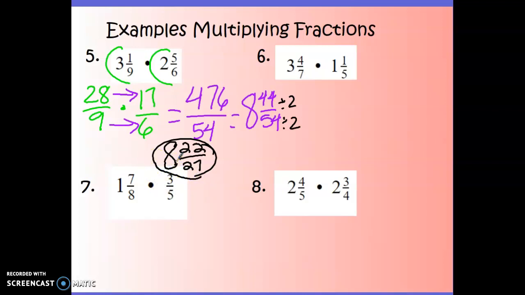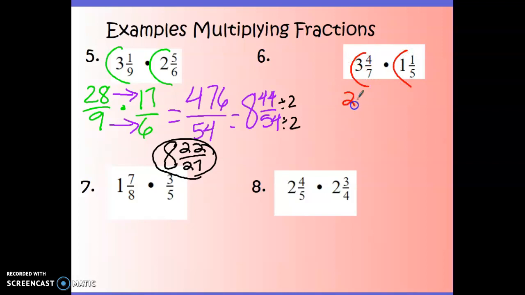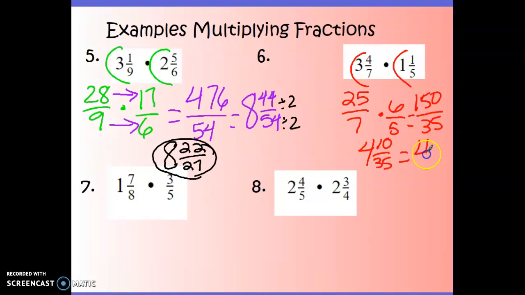Okay. And here's my next example. First step, convert to improper fractions. So I have 25 over 7 times 6 over 5, which gives me 150 over 35. I can simplify it. I get 4 10/35. I can simplify more, which is going to give me 4 and 2 over 7.